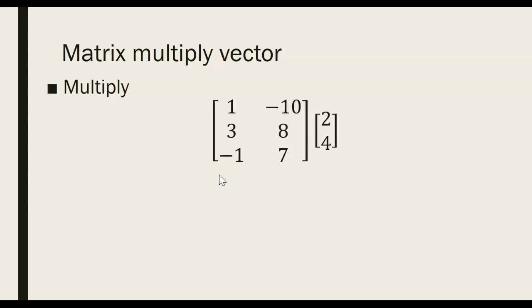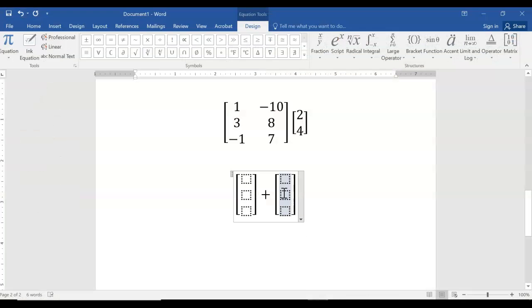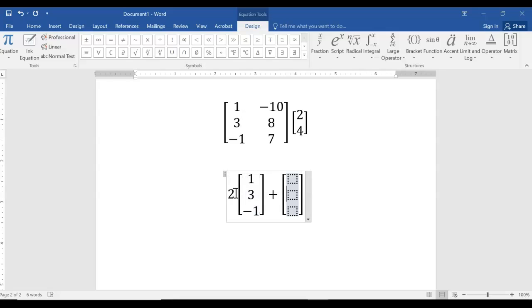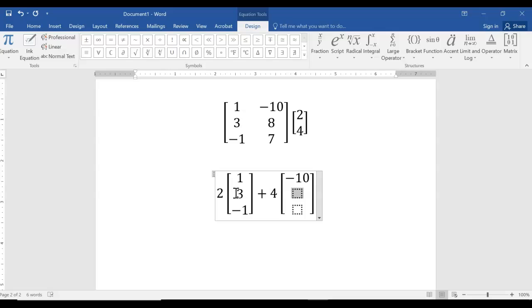All right, so what we do is we take this column and we treat that as a vector, multiply it by the number 2, take this column, treat it as a vector, multiply it by the number 4, and then add up that result. So let's go ahead and do that. I'm going to do that on the Word document here. So we're going to take 2, multiply by 1, 3, negative 1, and then take 4 and multiply that times negative 10, 8, 7. And when you go ahead and do that, we're going to get some vector.